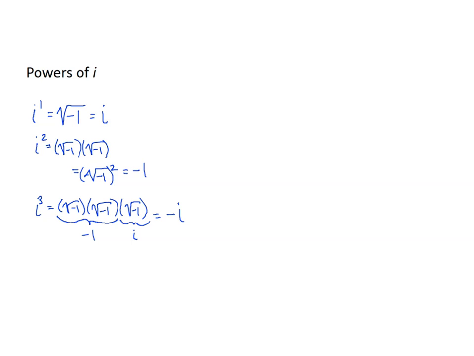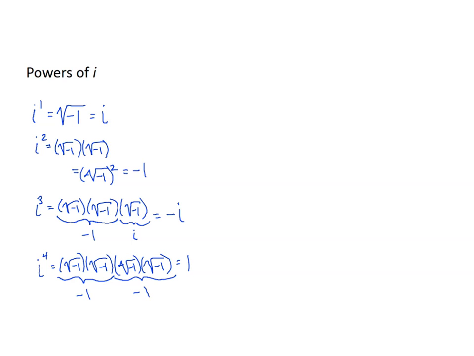And then we've got the last one for right now, i to the fourth. I to the fourth, we've got the square root of -1, the square root of -1, the square root of -1, and the square root of -1. So again, these two multiplied together will give us -1, and these two multiplied together will give us -1. And -1 times -1 is 1.